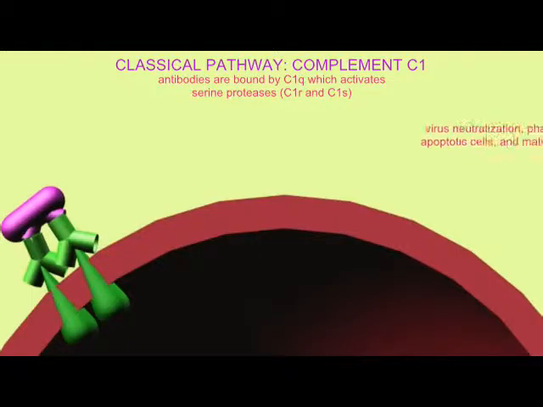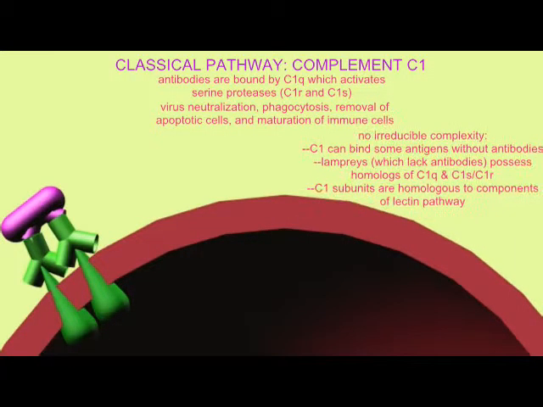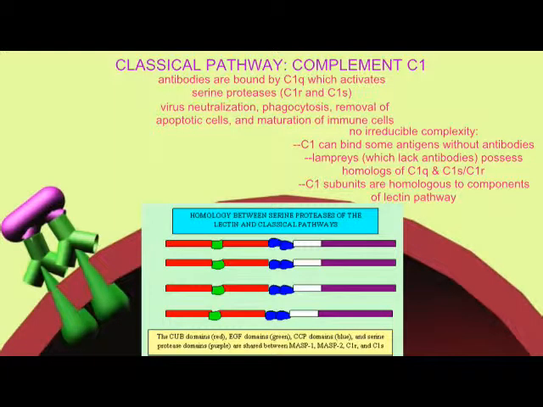C1 can bind some antigens without antibodies, and C1q and the homologs of C1s and C1r are possessed in lampreys, which lack antibodies. These C1 subunits are homologous to components of the lectin pathway, and thus were produced by the duplication of genes which already existed in more primitive vertebrates involved in other functions.